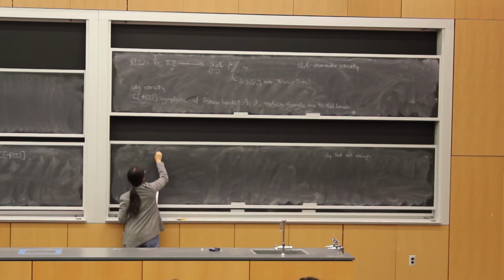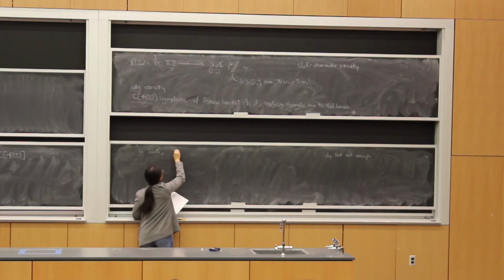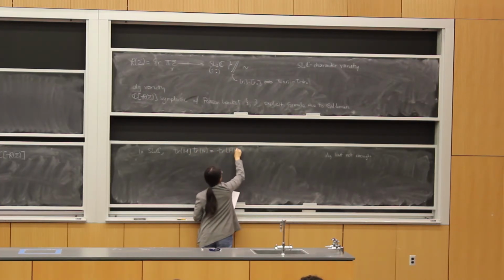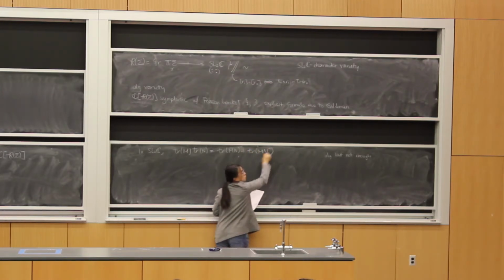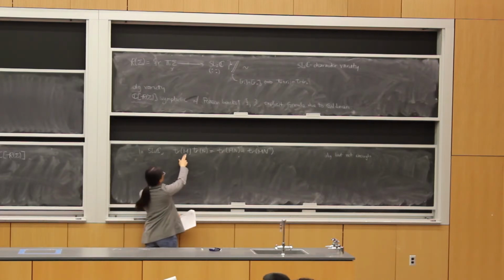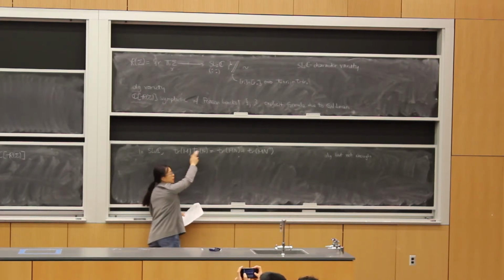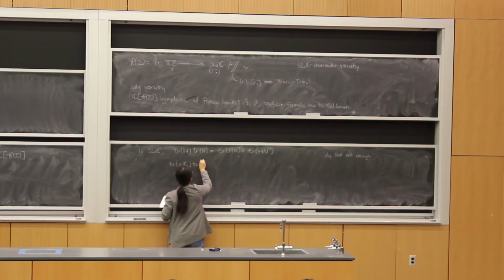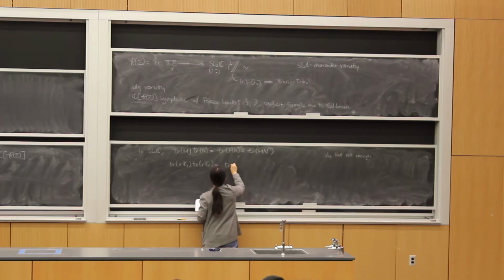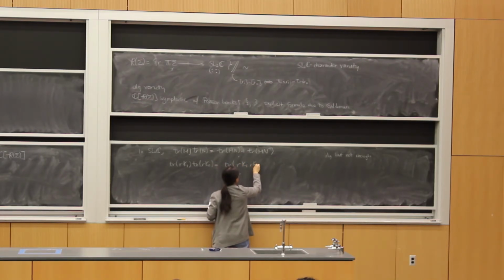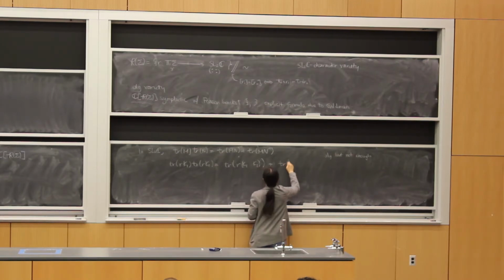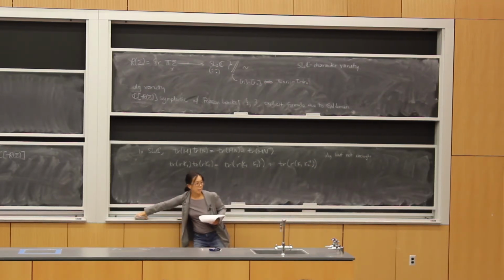In SL2C there's the trace identity, which says that the trace of M times the trace of N is exactly the trace of MN plus the trace of M N inverse. Instead of the matrices M and N, I can put R of K's in there. So trace of R of K1 times trace of R of K2 is equal to the trace of R of K1 K2, because it's a homomorphism, plus the trace of R of K1 K2 inverse. Everyone okay with me so far? Making sense?